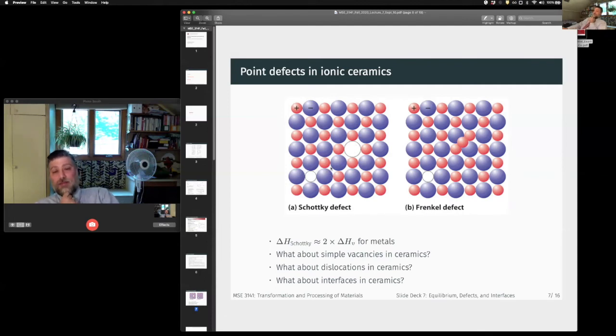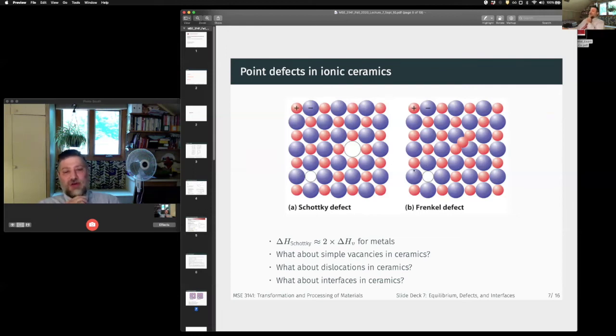And then the other is Frenkel defects, where the smaller ion, typically our cation, is going to leave a vacancy behind and move to an interstitial site, right? And again, this defect maintains charge neutrality in our ionic ceramic, right? Simple vacancies in ceramics don't occur very often because it leads to a charge imbalance. So most of the time, we're going to end up in these 2 cases, right?